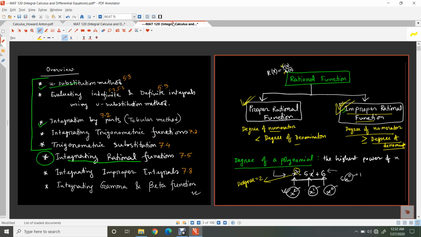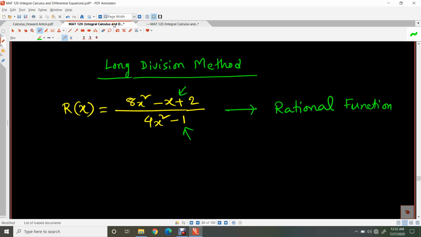Now let's recall the definition. We have to check the degree of the numerator and the degree of the denominator. If the degree of the upper part, the numerator, is greater than or equal to the degree of the denominator, then that rational function is an improper rational function. Here, in the upper part the degree, the highest power of the polynomial, is 2. In the lower part the degree is also 2. Since we have the same degree in both numerator and denominator, this rational function is an improper rational function.